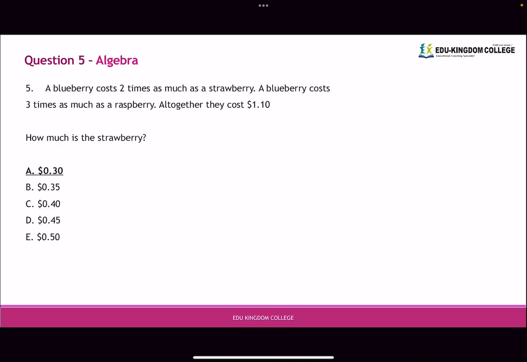Question 5: a blueberry costs 2 times as much as a strawberry, so B equals 2S, and a blueberry costs 3 times as much as a raspberry. Altogether they cost $1.10, so blueberry plus strawberry plus raspberry equals 110. A strawberry is half a blueberry, so B over 2, and a raspberry is a third of a blueberry, so B over 3, and those added together with B equal $1.10. Now I'm going to make a common denominator. The lowest common multiple is 6, so this denominator is going to become 6.